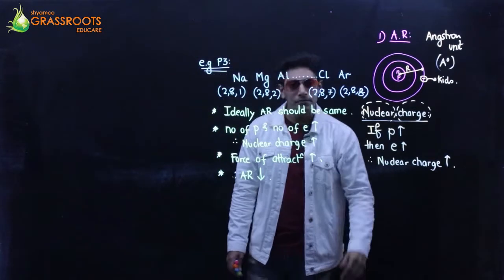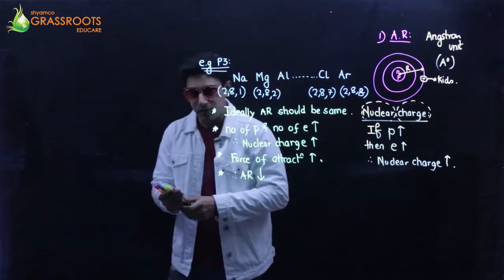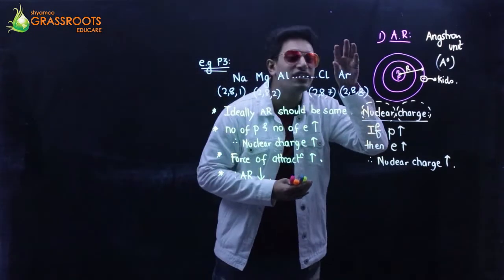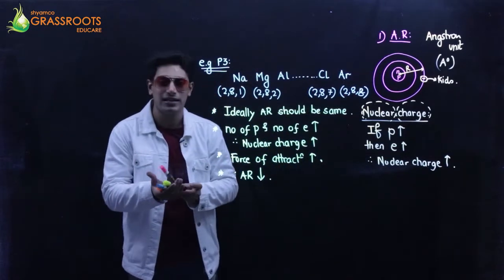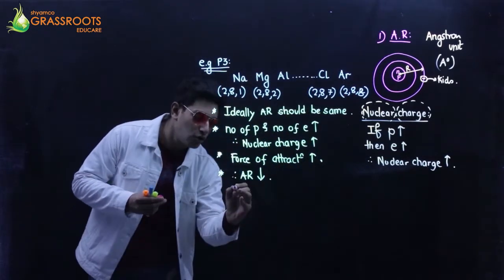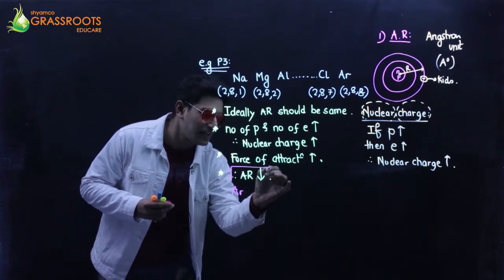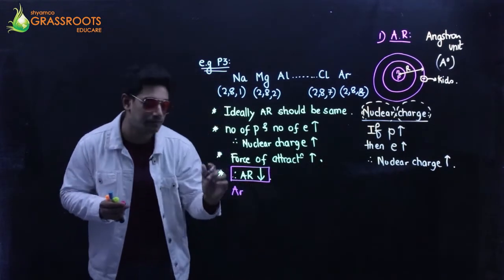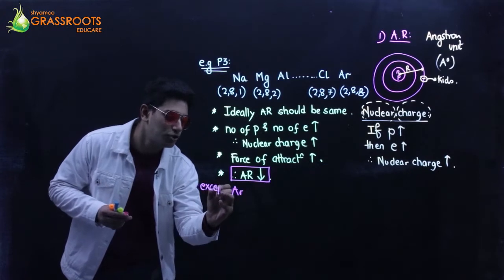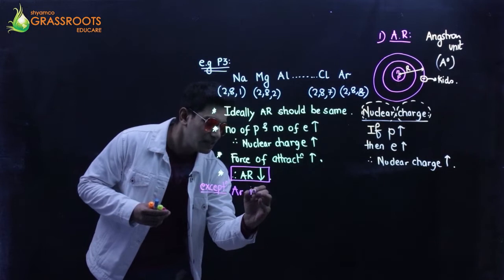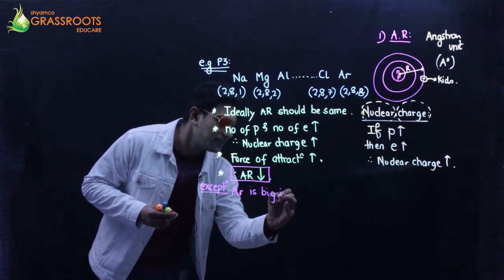All right. Now, that exception. Out here, I suddenly increased the size. Check. That's an exception. Argon, okay, argon, this is the basic. Atomic radius decreases. This is my answer. But what I'm writing is an exception. Argon is big in size.